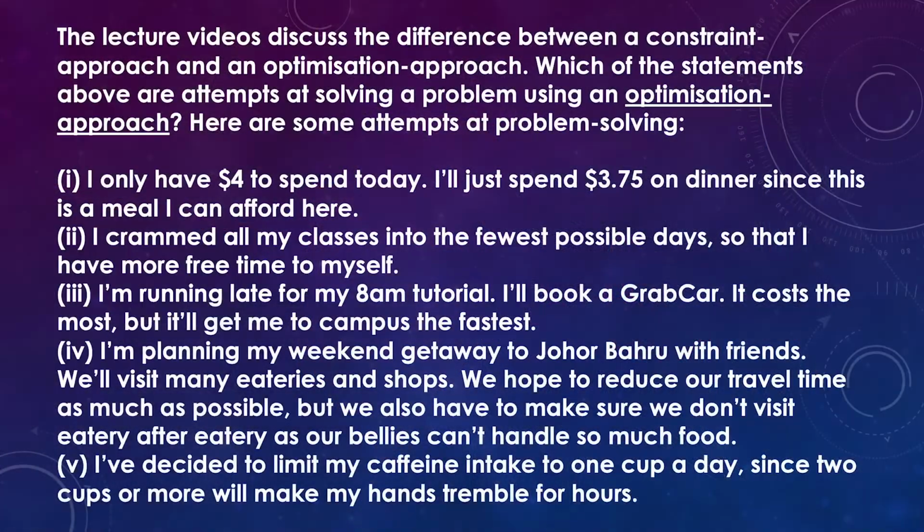Next one, I cram all my classes into the fewest possible days so that I have more free time to myself. This one optimization, right? Oh, it is actually a rehash of the earlier question, right? Running late for my 8 a.m. Fastest. I want to get to campus the fastest, so that's optimization. Next one, go to JB with friends. Reduce travel time. Minimize travel time, so optimization. I decided to limit my caffeine intake to 1 cup a day. Constraint. Yeah. Oh, we've come to the end.